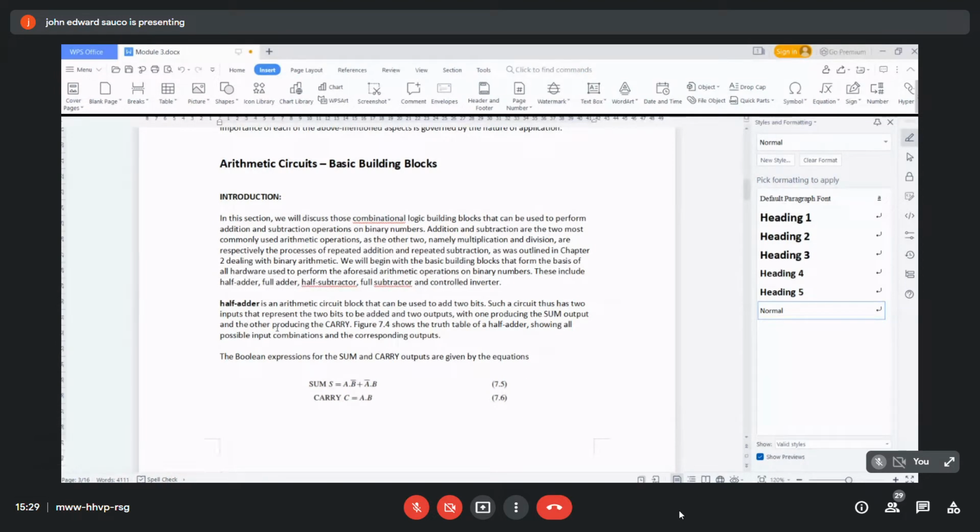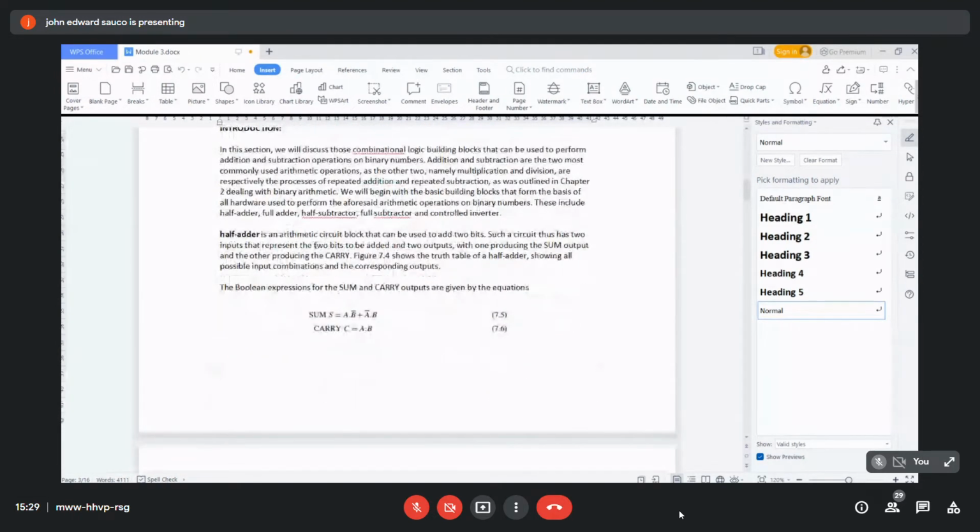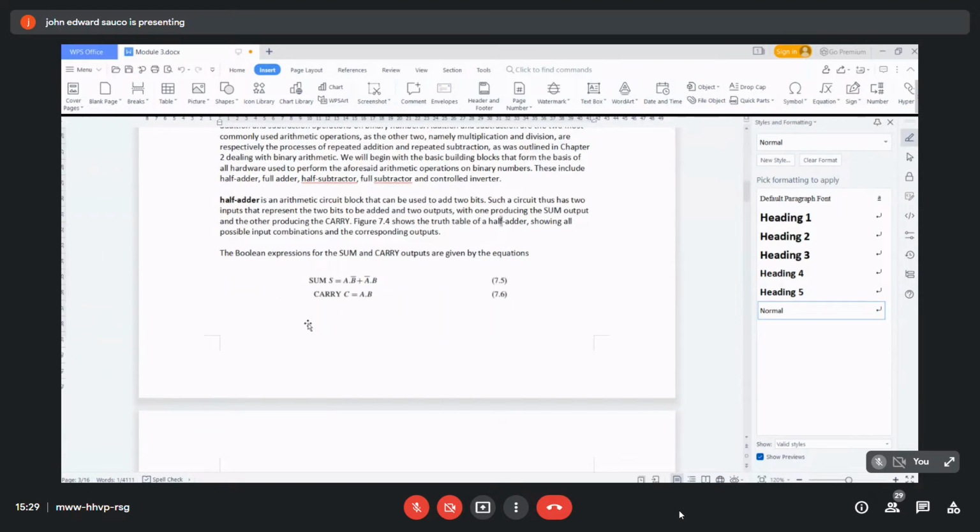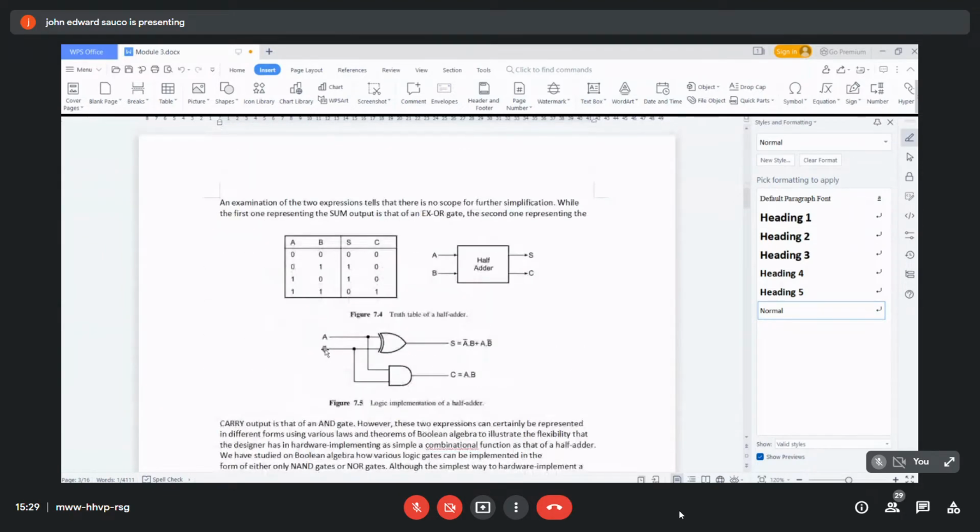So, unahin natin half adder. So, sa half adder is used to add two bits such as a circuit that has two inputs representing two bits to add and two outputs. So, one producing the sum output and the other producing carry. Sum and carry. Makikita mo sa figure 7.4 yung truth table ng half adder. So, AB yung input, S is sum, and C is carry. Ito yung kanyang truth table.